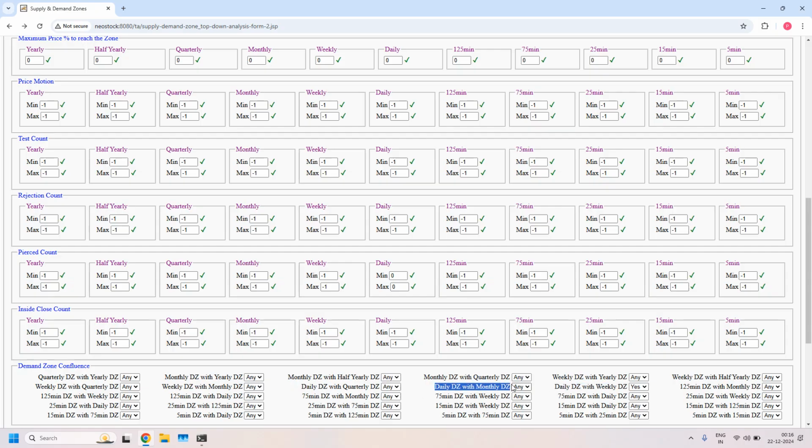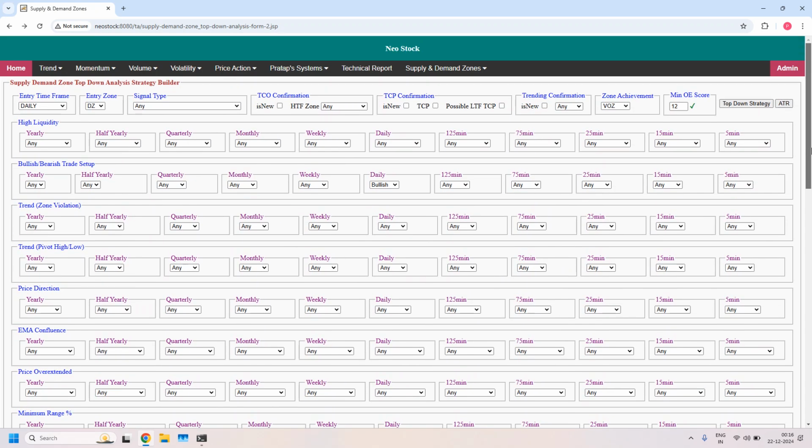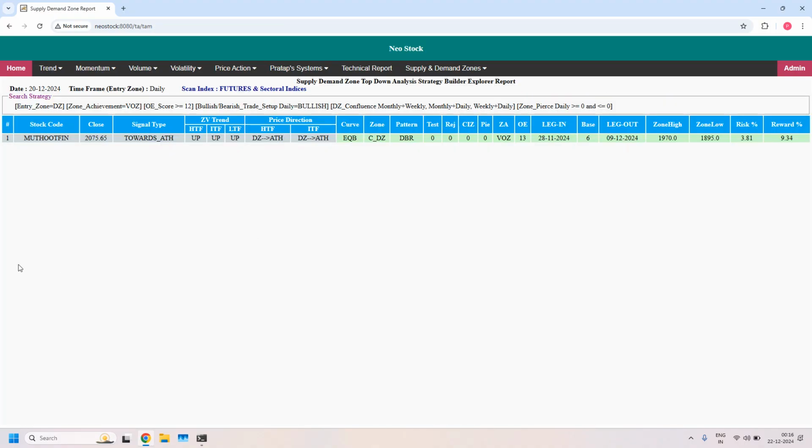Next, daily demand zone with monthly demand zone confluence. And weekly demand zone with monthly demand zone confluence. With all the 3 filters, LTF, ITF and HTF demand zone confluence, we got only 1 stock. This daily demand zone is a high liquidity demand zone.